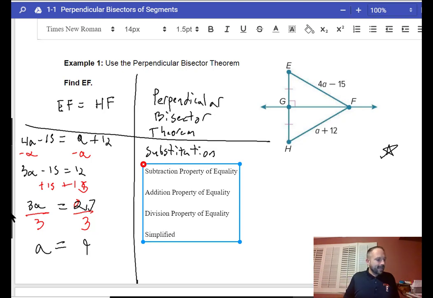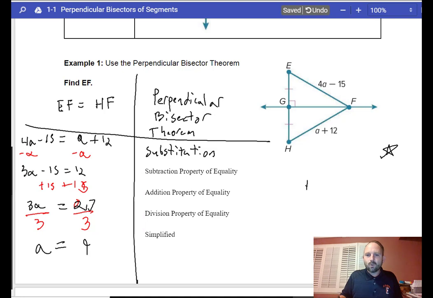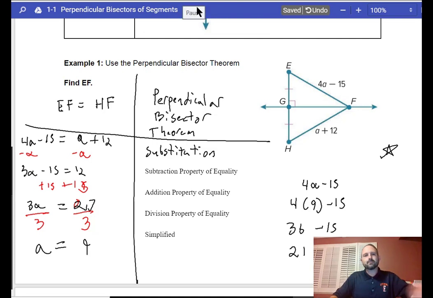So we solved for a, but it's asking, hey, what is EF? EF is going to be 4a minus 15. We know that a is 9, so we could do a substitution to substitute 9 for a right there. When we do that, we get 36 minus 15. And if we subtract it out, we can see that EF is 21 units. So there's a brief look at solving using proofs.